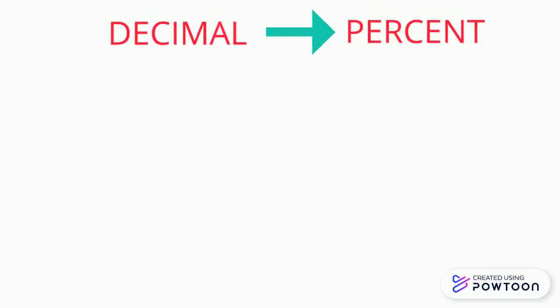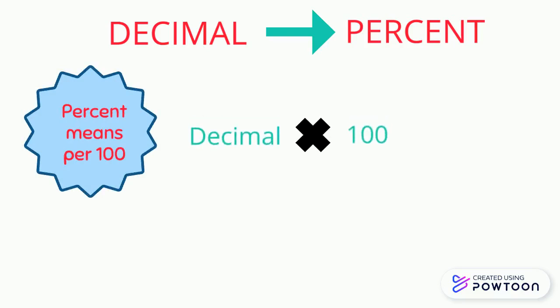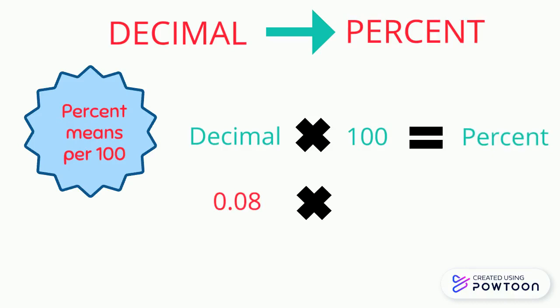But how can I change a decimal into a percent? Well, because percent means per 100, any decimal can be converted into a percent by multiplying the decimal by 100. So 0.08 multiplied by 100 equals 8. That means 0.08 equals 8%.